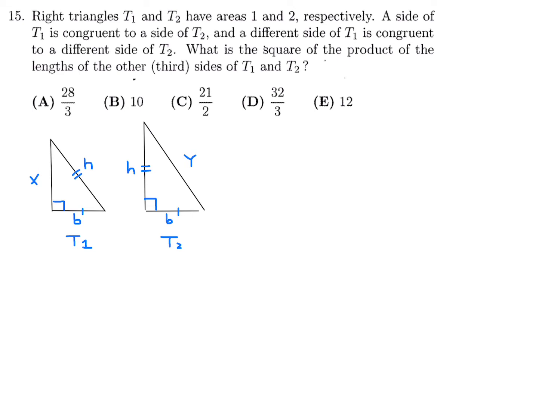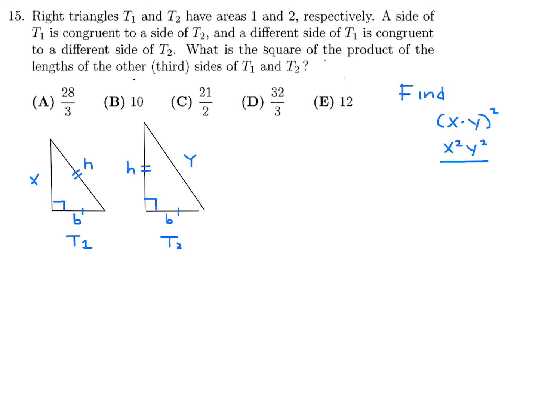So what are they asking for? They're asking for the square of the product of the lengths of the other sides. So basically what they're saying is find the square of the product. The product is x times y, and then the square. So that is going to be x squared, y squared. So this is essentially what we have to find. Okay, I think I can do that.